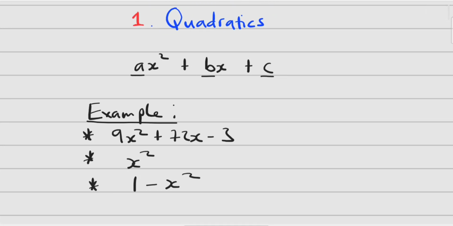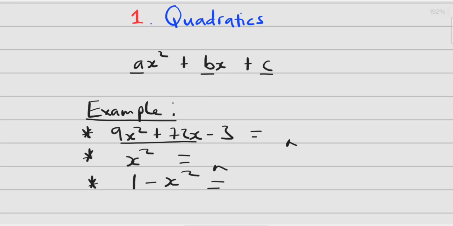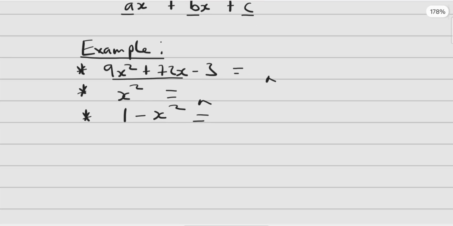But now if they have equal signs, let's say this is equal to something, or x squared is equal to something, they become quadratic equations. And I'm sure most of us know that, right? And so we also need to understand that quadratics are always parabolas, right?